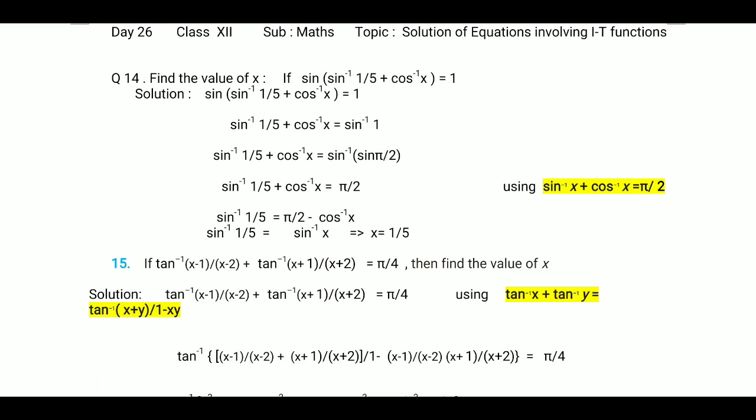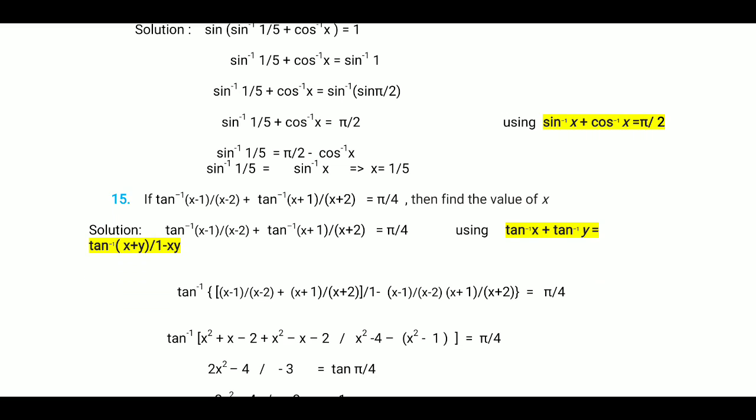Now we have the formula sine inverse x plus cos inverse x is equal to pi by 2. And this becomes sine inverse 1 by 5 is equal to pi by 2 minus cos inverse x. And pi by 2 minus cos inverse x, from the above relation, will give you sine inverse x by the formula. So we get sine inverse 1 by 5 is equal to sine inverse x. This implies x is equal to 1 by 5, removing sine inverse on both sides.